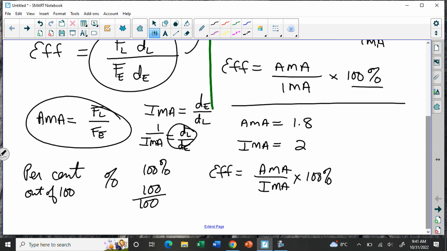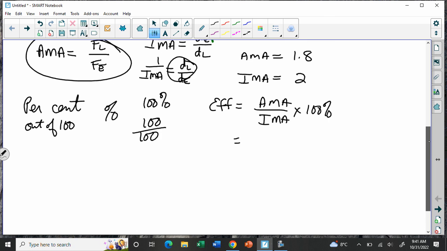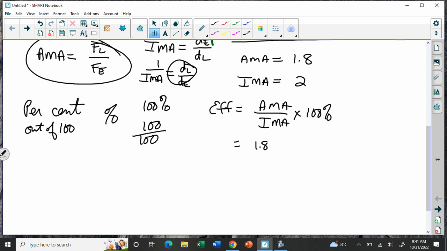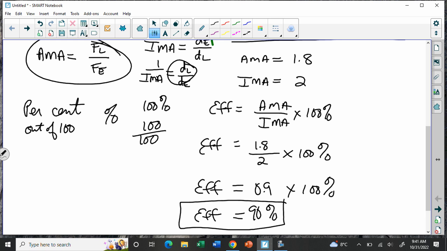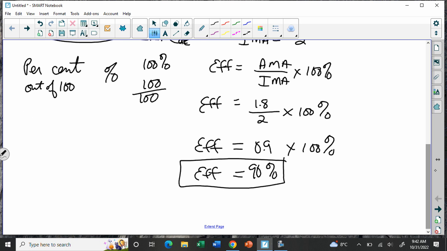And so what we get is nice and simple. We get efficiency equals 1.8 out of 2 times 100%, right? And that means that the efficiency is 0.9 times 100%, and that changes it to 90%. 90%, 90 out of 100. So what that means is that this simple machine will take 90% of your efforts and transfer them to the load. 90% of the efforts will be transferred to the load, right, to get something done.